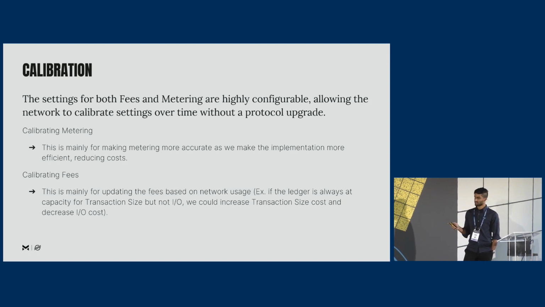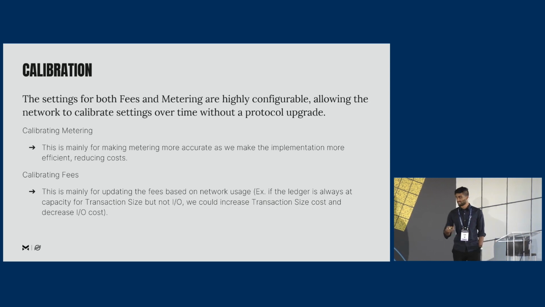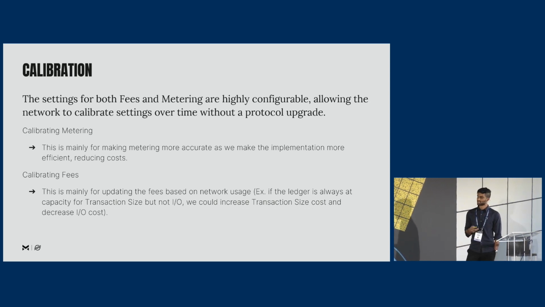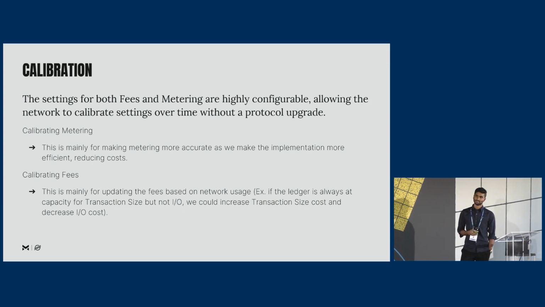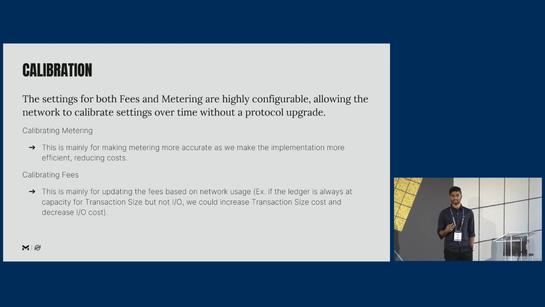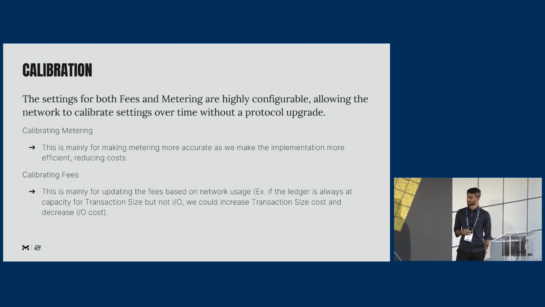Now, calibrating fees is a little different, and this is mainly for updating fees based on network usage. So for example, if the ledger is always at capacity for transaction size, but not I/O, we could increase transaction size costs and decrease I/O costs. And in this specific example, this allows the network to distribute resources more evenly based off of what's available. And you can imagine a contract writer taking advantage of this by reducing the size of what it takes through a function parameter, and instead storing that information on ledger, right? And this is an example of making the transaction smaller, but increasing your I/O costs.